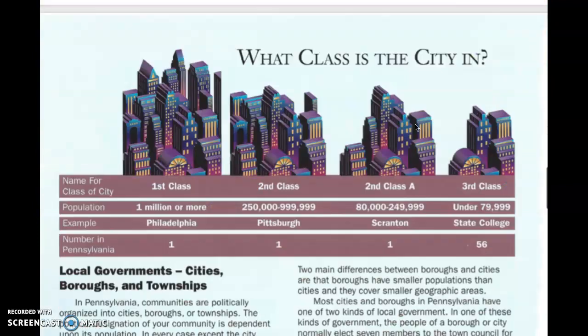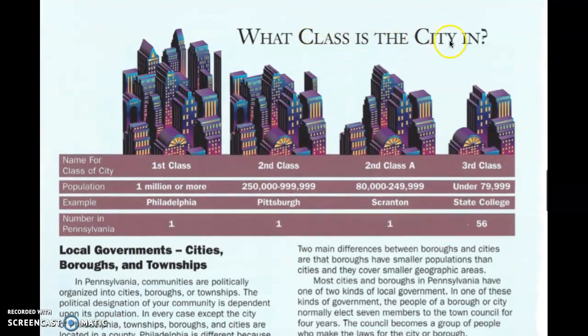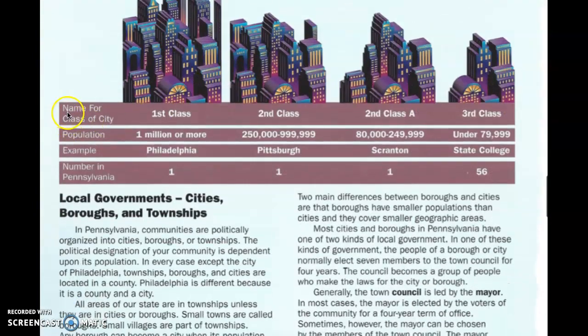What class is the city in? The names for the classes of city are first class, second class A, or third class. These are the population guidelines. These are the examples.